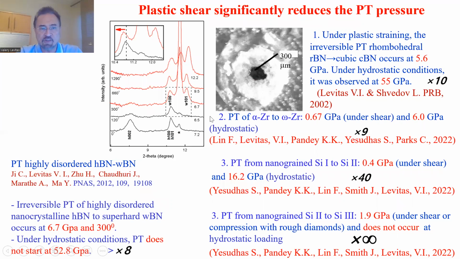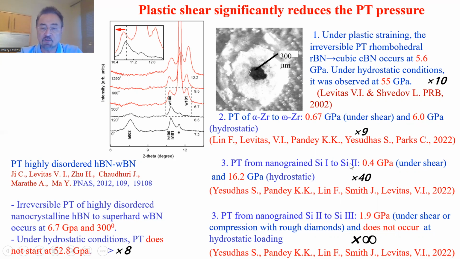Well, there are many phenomena. We will focus on 2 of them. First, plastic shear significantly reduces phase transition pressure. And you see, for phase transition from hexagonal to wurtzitic boron nitride, we obtain this transition at 6.7 GPa under torsion, and it does not occur under compression even at 23 GPa. The same for rhombohedral to cubic boron nitride, 5.6 versus 55, order of magnitude difference. Alpha to omega zirconium, 0.67 versus 6.